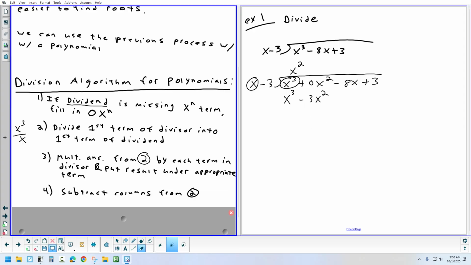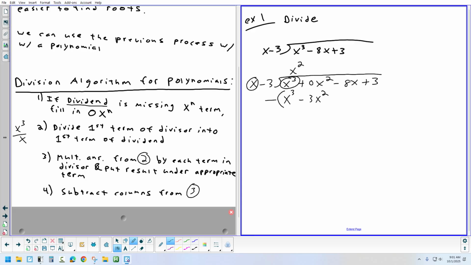Okay, next step. We're going to subtract the columns that we just did in step 3. So the way I do that is this. Put a subtraction sign in front of the whole thing. And now we'll subtract. Okay.